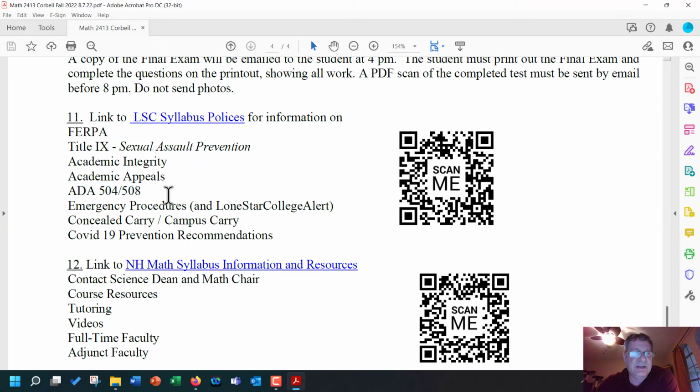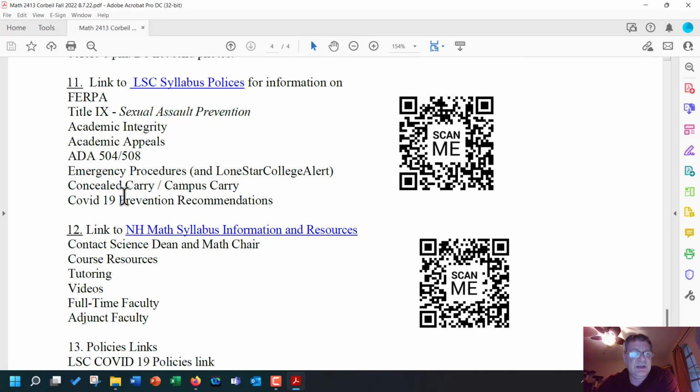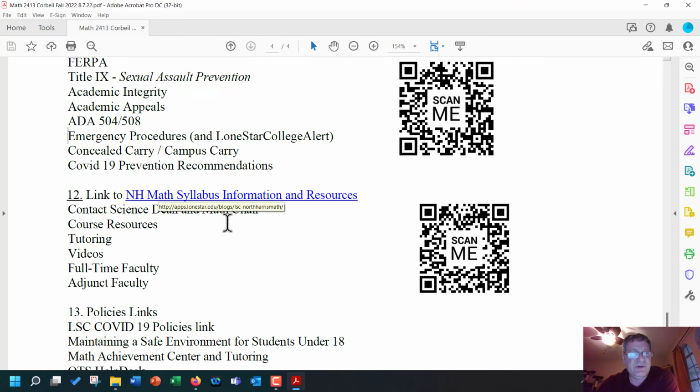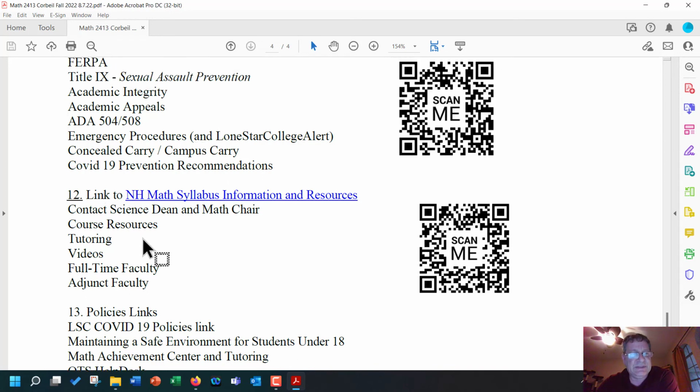Most of our tests are not timed. Final exam, you have 4 hours. So it's a pretty open door for all of that. So most of the ADA is listed. If you have special needs for visual or other things, we can have a conversation about that. Emergency procedures are also there. Concealed carry, COVID-19 prevention recommendations. Those are still around, so whatever we have updated about all of those things is there.